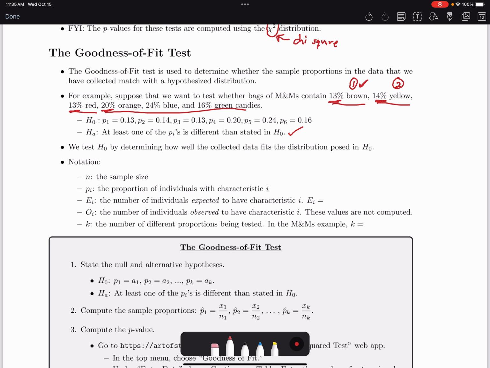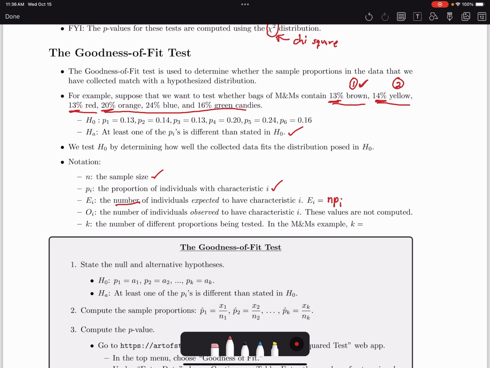Now, we can calculate E sub I. We can calculate that expected value, right? If we know that there are n individuals in the sample and P sub I percent of them have the characteristic, then the number of individuals with the characteristic would have to be n times P sub I. In other words, if you have a sample of 200 people and 20% of them have whatever characteristic we're interested in, then the number of individuals expected to have that characteristic would be 20% of 200, n times p. O sub I is the number of individuals observed to have characteristic I.